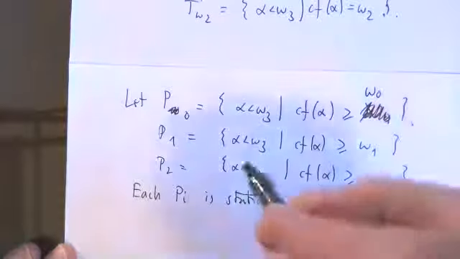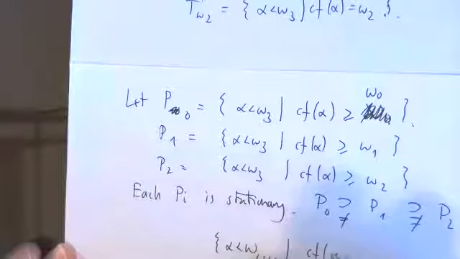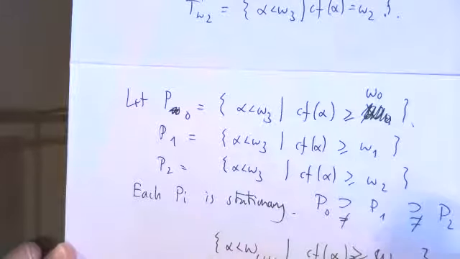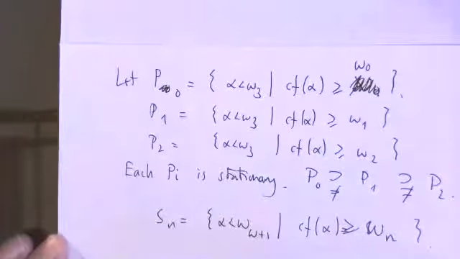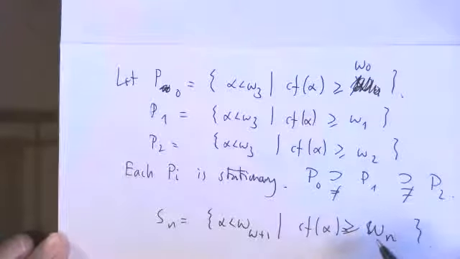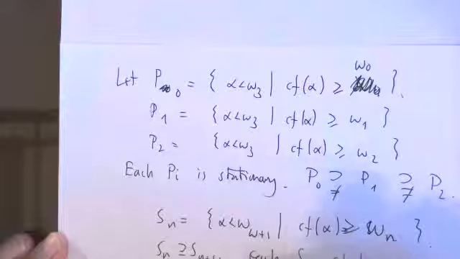But if I now did this below aleph omega plus 1, I could look at cofinality of alpha to be greater than or equal to omega n, and I could call this Sn, right? As I increase n, the cofinality requirement becomes stricter. So there are less elements in Sn plus 1 than in Sn. Each Sn is stationary.